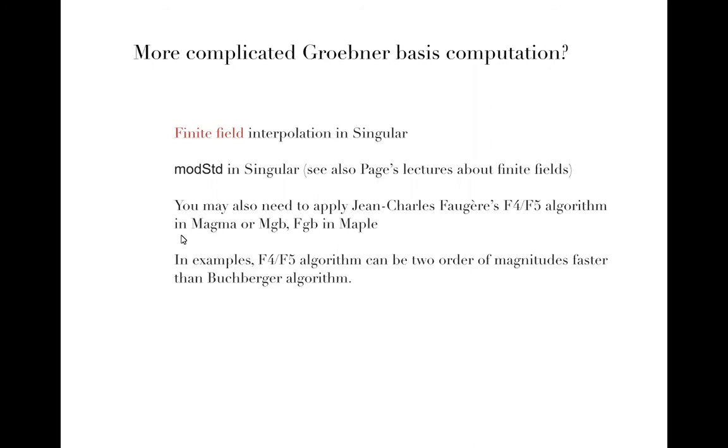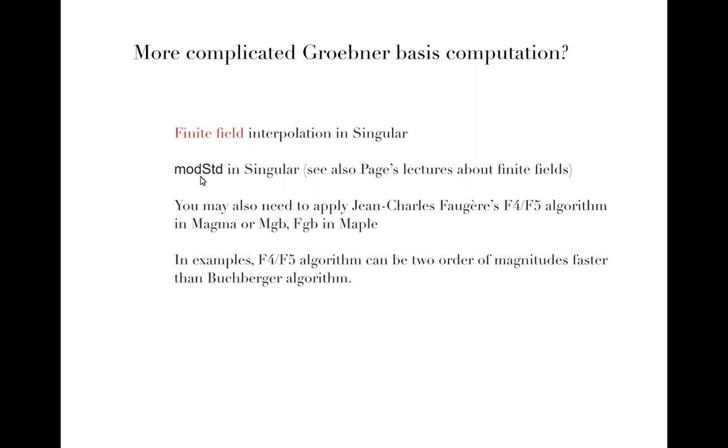There's already one library called modstd in Singular. You just load this library and do it, and then it will do everything in parallel automatically for you. Calculate the Gröbner basis with different primes. You don't need to worry about anything. After it's finished, it will convert the results from different prime numbers automatically back by the Chinese remainder theorem and the lifting method back to rational numbers. Everything is automatic. This is quite convenient.